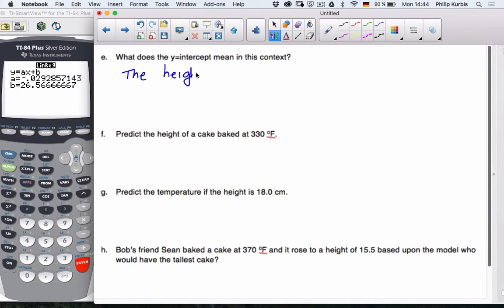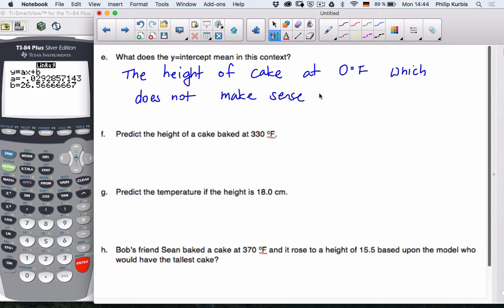Because at 0 degrees Fahrenheit, you're not going to have much of a cake there. The model doesn't make much sense. So you have to be very careful with regression problems, line of best fit problems, statistics problems, with where your model makes sense and where it does not make sense. The height of the cake at 0 degrees Fahrenheit doesn't make sense. We could come up with a value, it's just irrelevant.